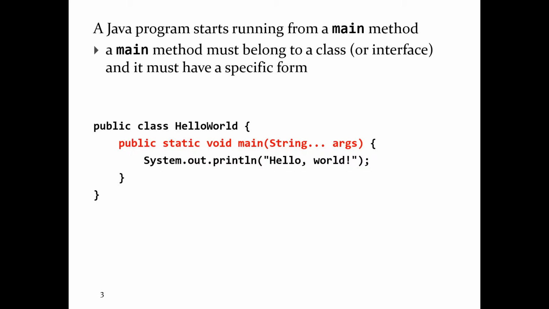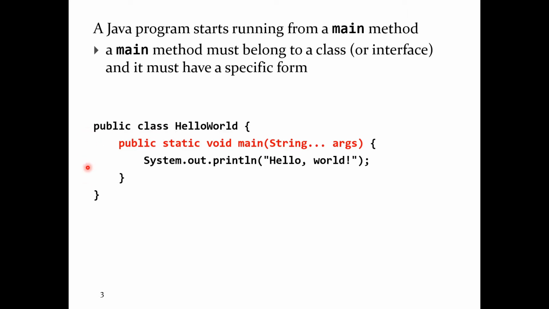Now in Java, a Java program always starts running from a method called main. A main method belongs to a class. It can also belong to an interface, but for our purposes right now, it belongs to a class. And the main method, for it to start running the program, has to have a specific form.